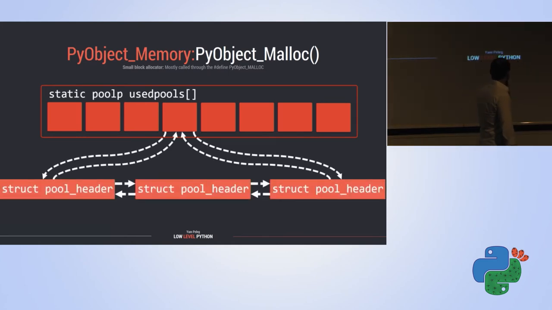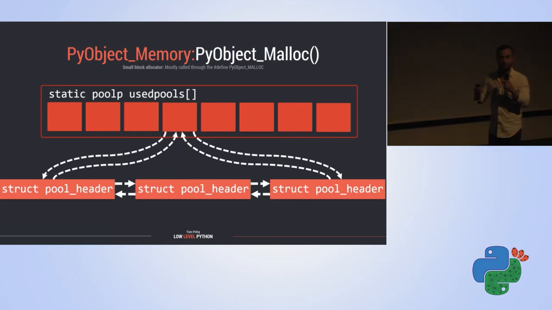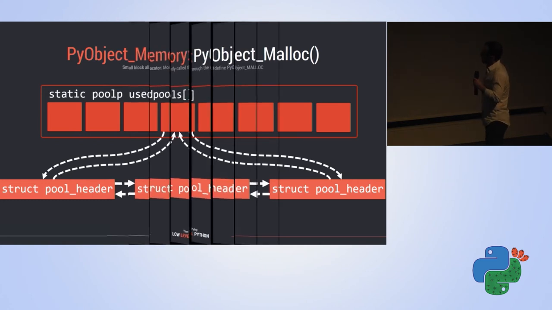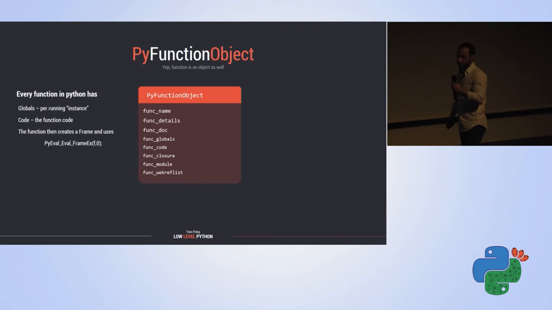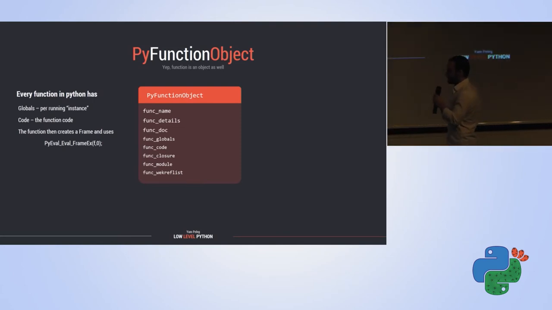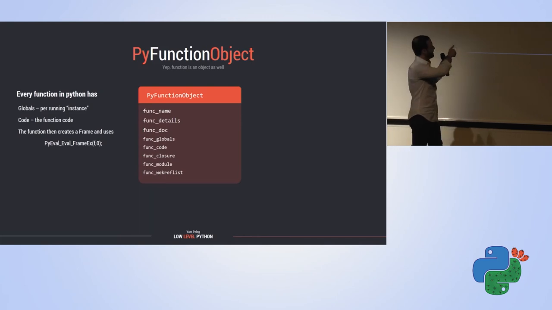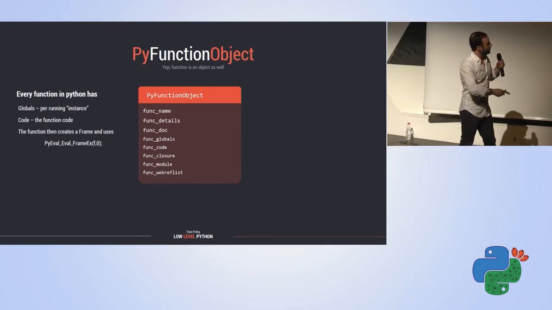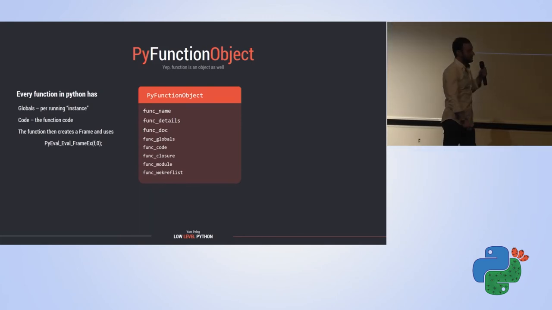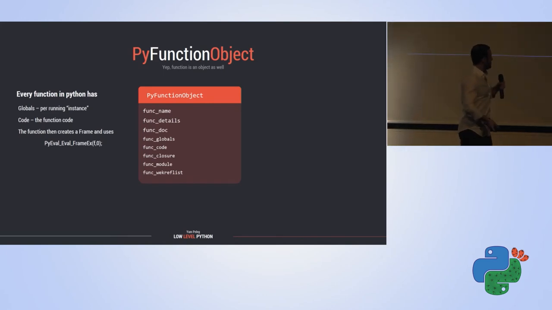And it holds a bidirectional list to the pool headers that we saw before in the struct that holds the pre-malloc memory. All right, functions or objects as well. When you write a function, you basically create a PyFunction object that holds the globals and a code object that we've seen before. They are executed by PyEval_EvalFrameEx and so on.